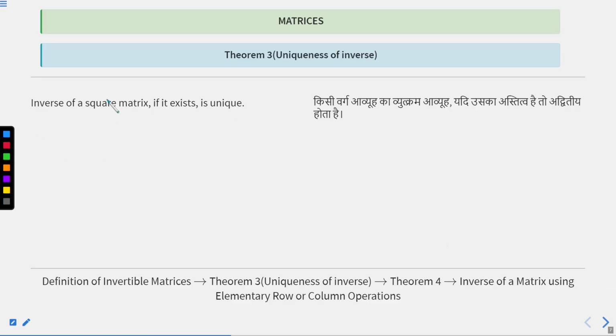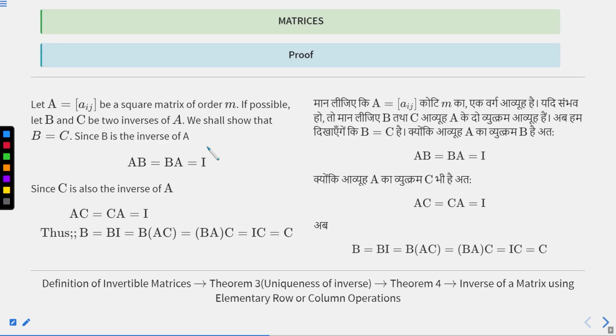Now, this theorem, the uniqueness of inverse, says that whenever an inverse exists, it must be unique. Let us see the proof. How are we going to prove it? Quite simple. Suppose you are given a square matrix A of order M. If possible, let B and C be two inverses. We don't know whether they are different or not. But as the theorem says, uniqueness of inverses, this means we have to show that B and C must be equal to each other.